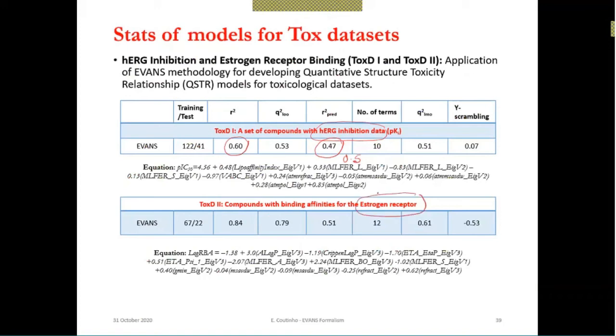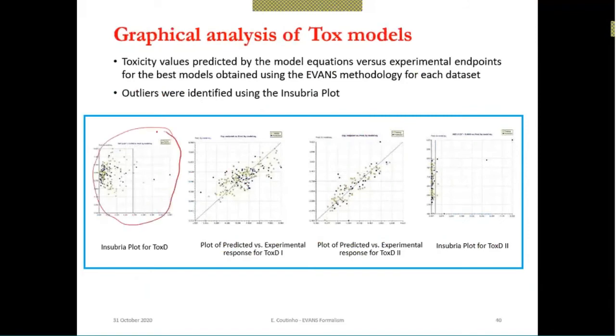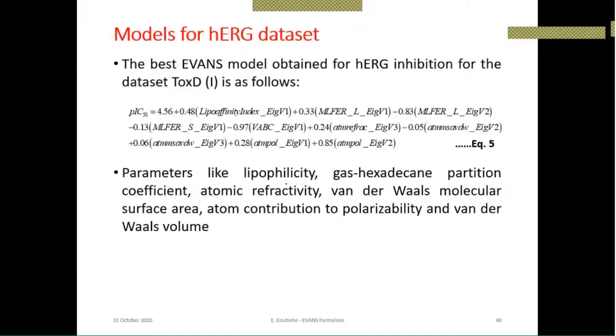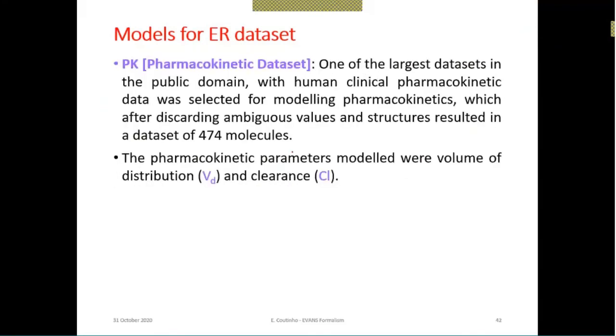For the estrogen receptor, the EVANS methodology gives a much better model, with an R-square of 0.84 and an R-square predict of 0.51. In both, the number of terms is quite large; we use 10 and 12 terms. So here are the models. I won't be talking about the models. Here is the applicability domain. We see that there are 6 or 7 molecules which are outside the chemical space, and most of the other molecules are inside the applicability domain. Here is the model for the hERG data set, and here is the model for the estrogen receptor data set.